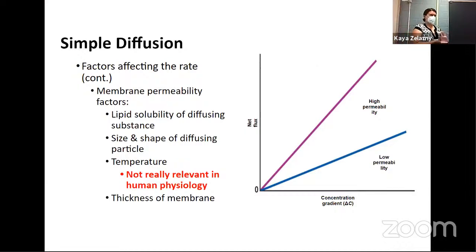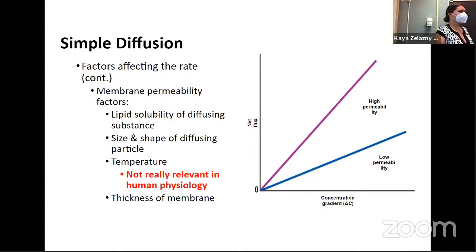So we also said that things that affect membrane permeability can affect the rate of simple diffusion. It is true that some of our non-polar things that can get through that phospholipid bilayer are going to have different levels of lipid solubility. This might depend on things like size. Some things can be lipid soluble, but not that lipid soluble. That's possible. So we can see the second point down here is size and shape, right?